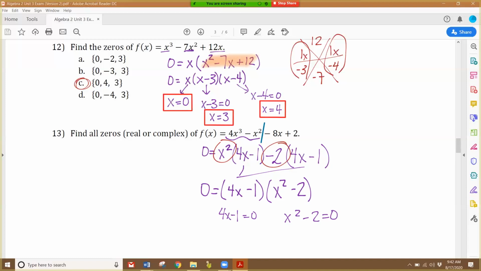The first one's a tad bit easier because there's no x squared in it. We would add 1 to both sides to get 4x equals 1. Divide both sides by 4, and x equals 1/4. There's one answer.